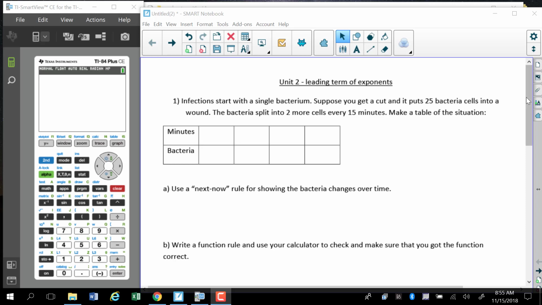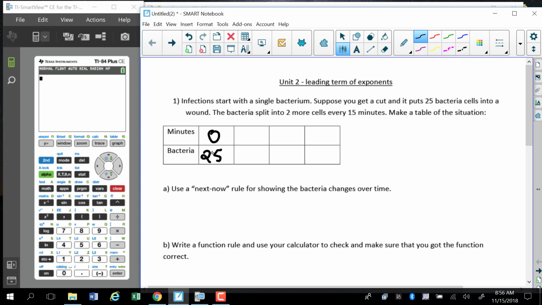All right, so what's different in this situation than the pay it forward examples? In this situation, we are going to be starting with more than one. In the pay it forward situation, we just had one person tapping two people on the shoulder, and then each one goes from there. Well, in this case, at 0 minutes, when we initially do this, we are going to be at 25 bacteria. So it's now not the one person. Let's say we get a cut on our finger, you have 25 bacteria cells.